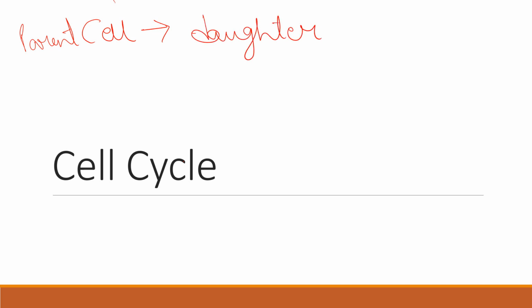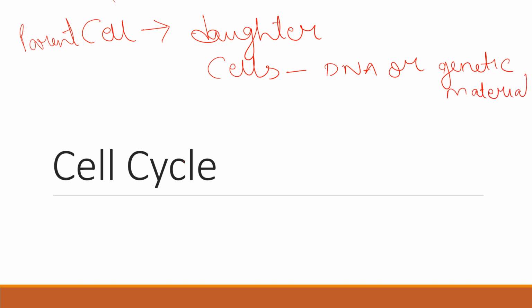As we all know that for every cell, from every parent cell, two daughter cells or new cells are produced, right? So how are these cells produced? To form any new cells, we need the DNA or the genetic material, right? So this genetic material that a cell gets in a copy is through various cycles or various steps, and this cycle is known as cell cycle.